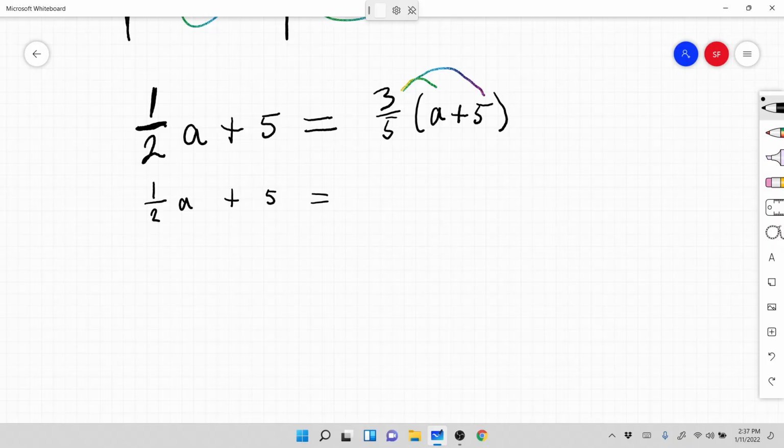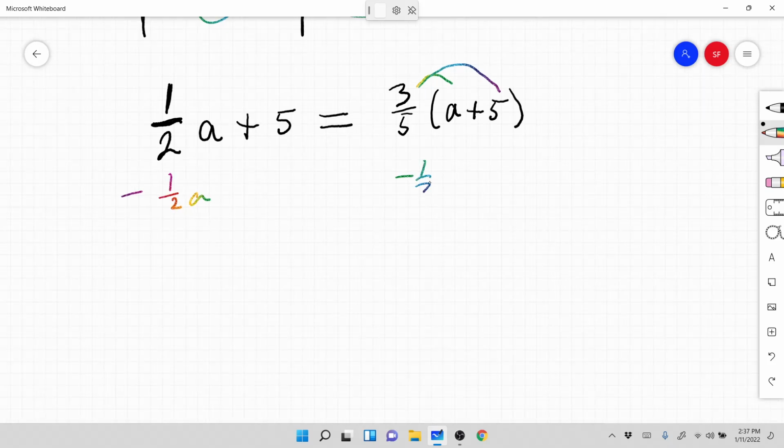So let me see if I'm following what you're saying. So don't copy this down. You're saying to do minus 1/2 A here and then minus 1/2 A here? Yes. Okay, we can't do that yet because of these parentheses. This isn't 3/5 A, it's 3/5 times A plus 5. So they're not quite like terms yet. Oh, so we have to do the distributive property first, and then we do that. Okay, that's what I was confused about. That's the one big thing I keep doing out of habit.